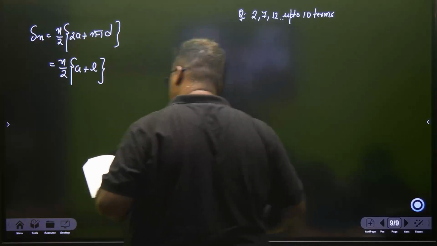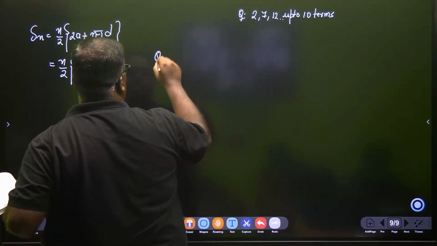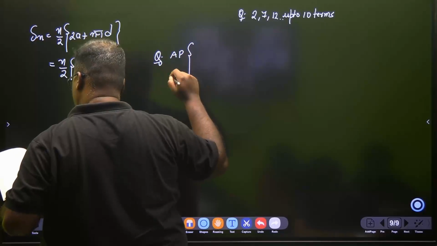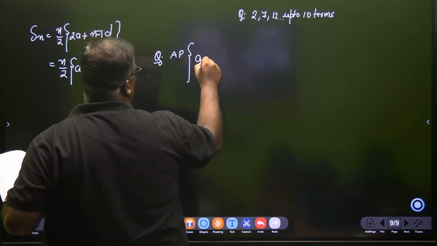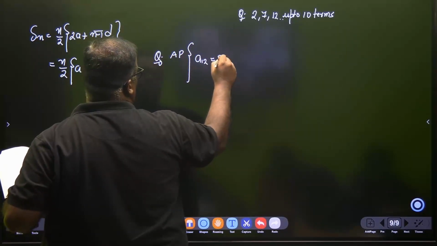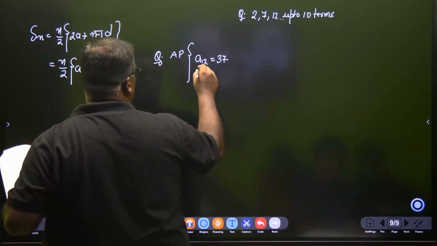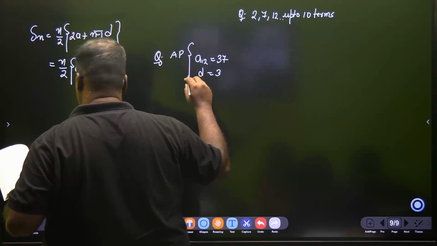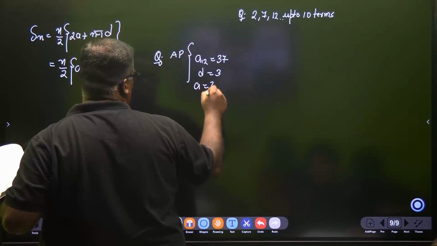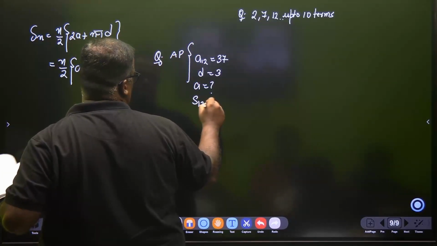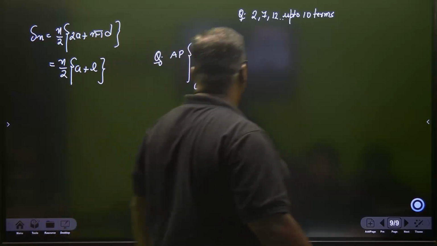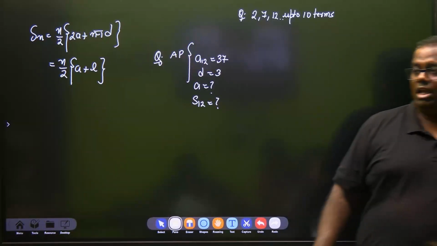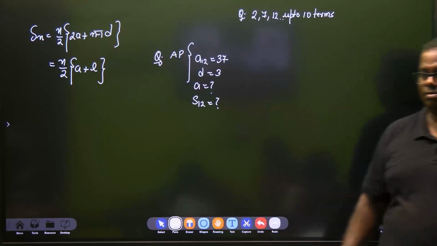Okay. So we start. Question. We have an AP, and in this AP, A12 is equal to 37. The common difference D is equal to 3, and you need to find the value of A and S12. I hope S12 means you have understood sum of the 12 terms. A12 is the term 12.